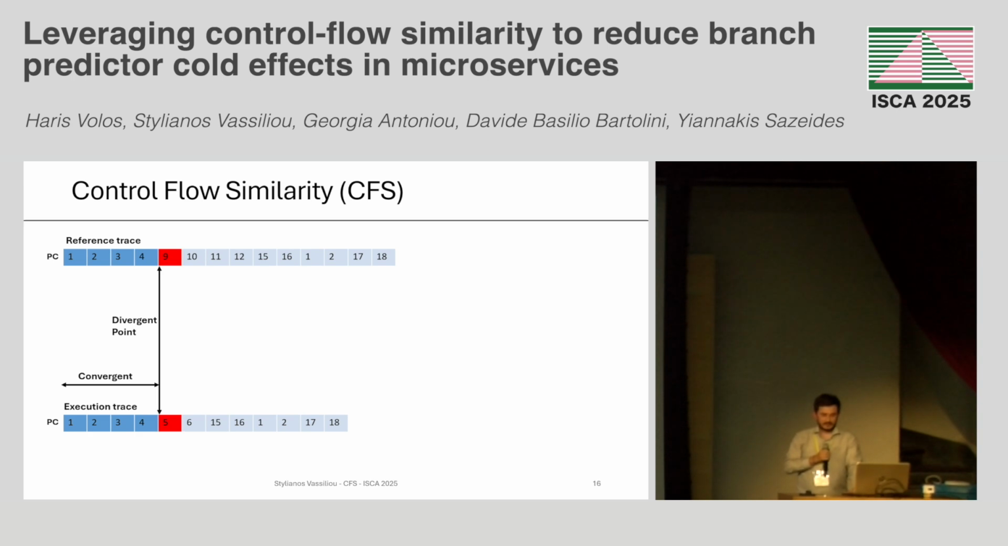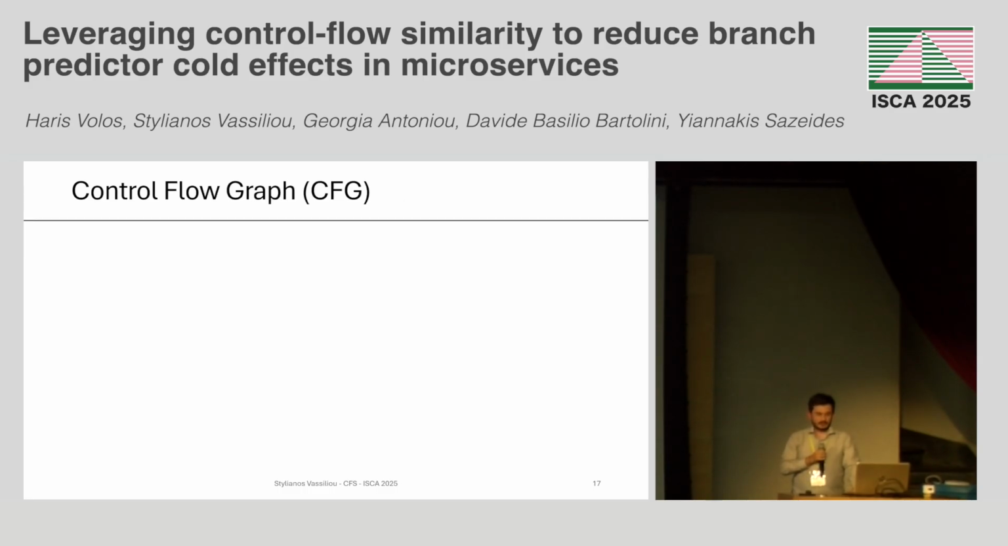The two traces start the same, so we say that they are convergent. In the fifth instruction, they take different paths and become divergent. In order to find where they will become convergent again, or reconverge, we have to find their convergence address.